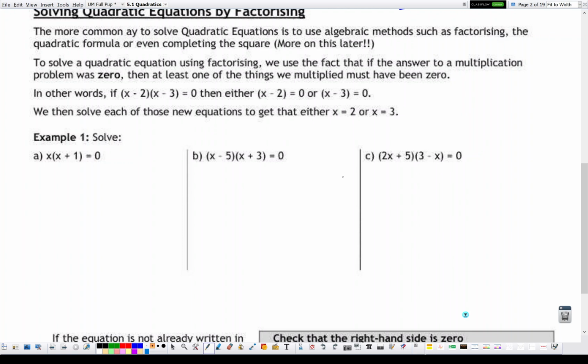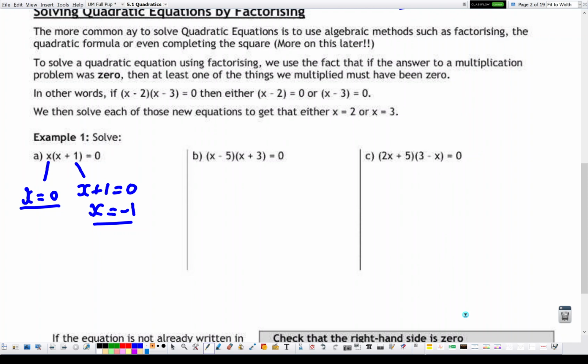Example 1a, if we were given the quadratic equation, now these are already in factorised form, so we've got x bracket x plus 1 equals 0, and we're asked to solve it. All we have to do is take our x down and say that x equals 0, that would be our first root, and then the other one would be x plus 1 equals 0, which when you solve for x gives you x equals minus 1. So the two solutions in this case are x equals 0 and x equals minus 1. Anytime you only have an x as a common factor, that will always give you a solution of x equals 0.